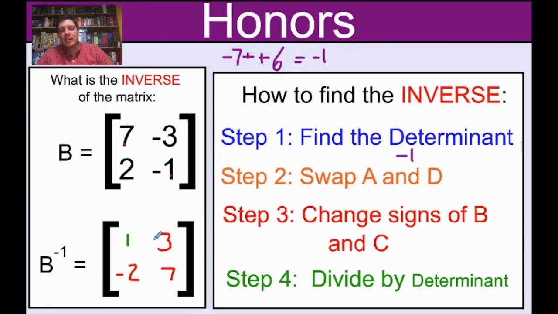3 divided by negative 1 is negative 3. 2 divided by negative 1 is a positive 2. And 7 divided by negative 1 is negative 7. So the inverse of the matrix 7, negative 3, 2, negative 1 is the matrix 1, negative 3, 2, negative 7.